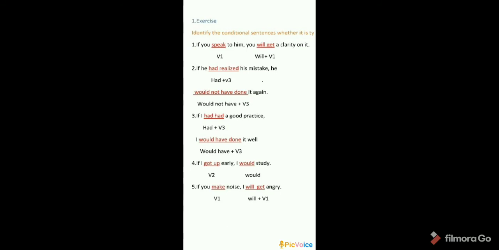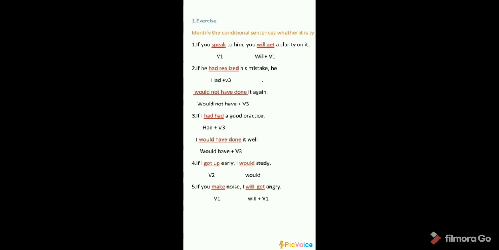Second one, if he had realized his mistake, he would not have done it again. Here in the if clause part, had plus V3 form of verb is used, and in the main clause part, would not have plus V3 form of verb is used. So whenever you see had plus V3 in the if clause part and would not have plus V3 or would have plus V3 in the main clause part, it is definitely a type 3 conditional sentence. Remember, it is type 3.